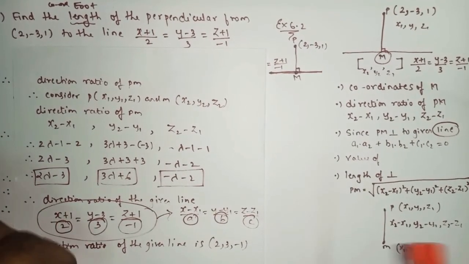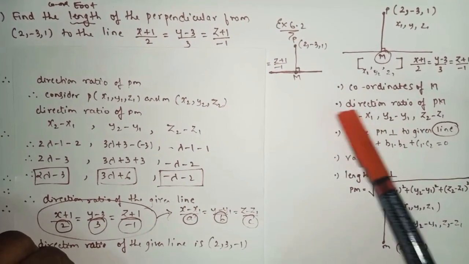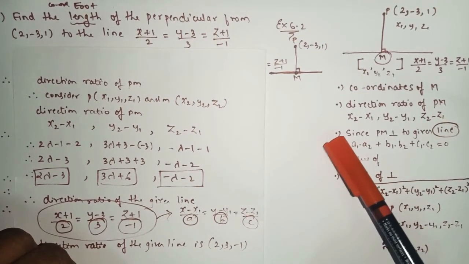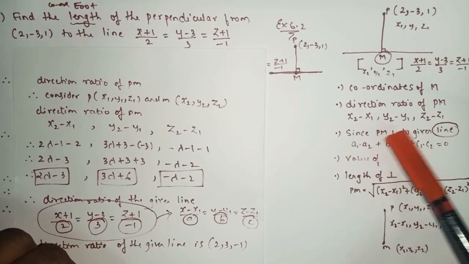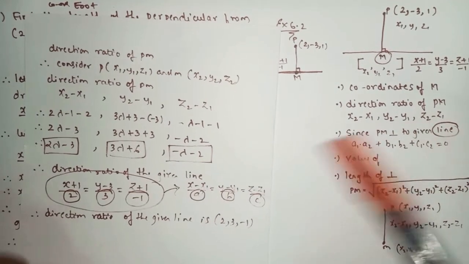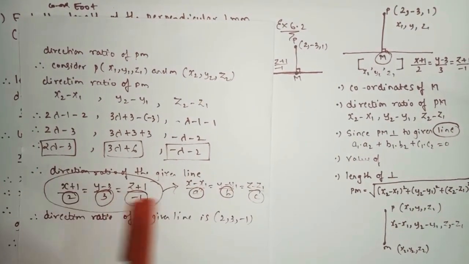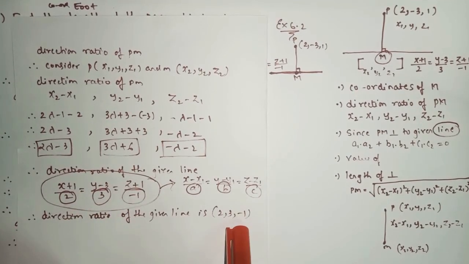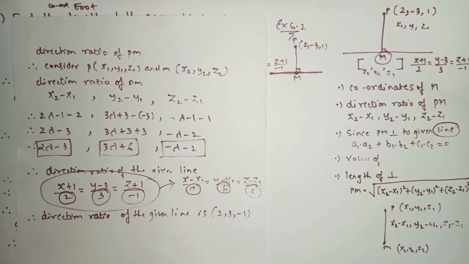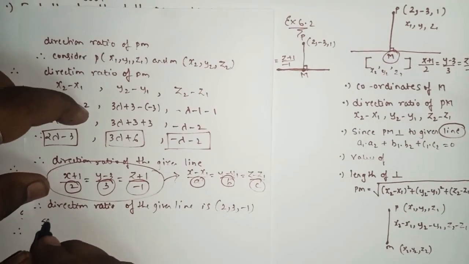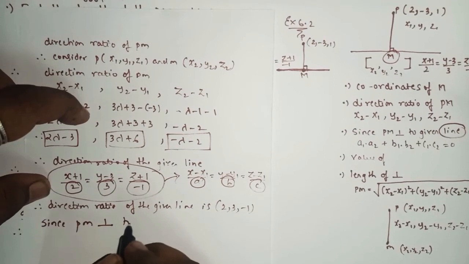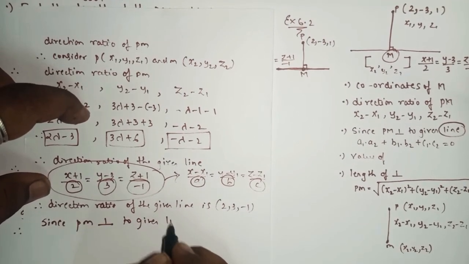Okay, so I hope you all understood step number 1. Step number 2 also, how to find the direction ratio of PM. Here in step number 3 it says that since PM is perpendicular to the given line, first we had to find the direction ratio of the given line. So here we got the direction ratio of the given line. Now we'll write, since PM is perpendicular to the given line.